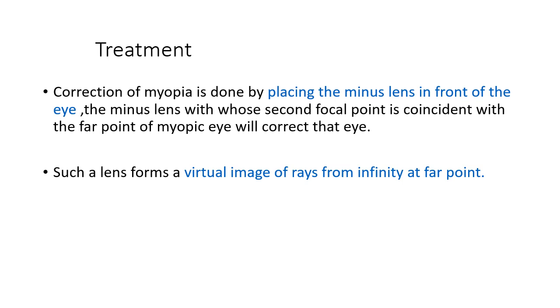Then what is the treatment for this myopia? Correction of myopia is done by placing a minus lens in front of the eye. The minus lens whose second focal point coincides with the far point of the myopic eye will correct that eye. It means the child can focus an image from the far point of the eye. The myopic eye has a far point in front of the eye. So if any object is at the far point of the myopic eye, its image will be focused on the retina, and this is the principle of treatment.